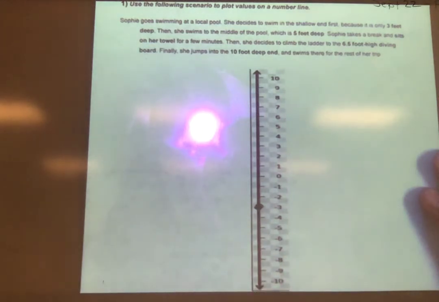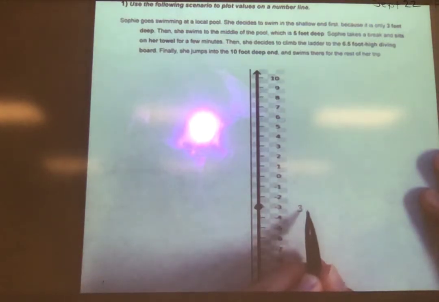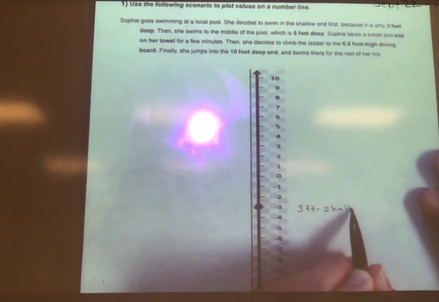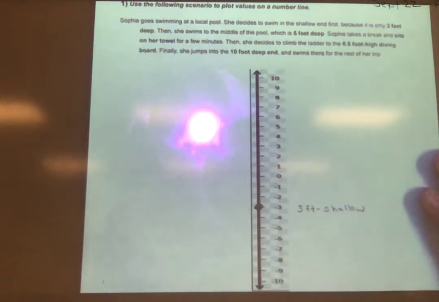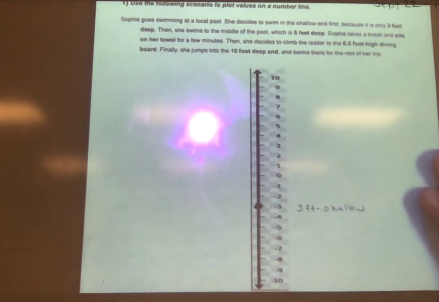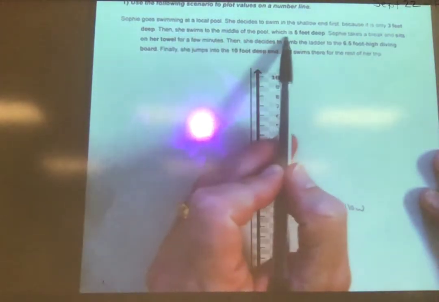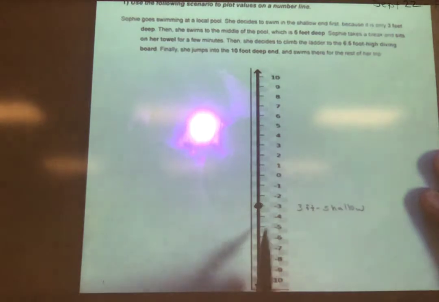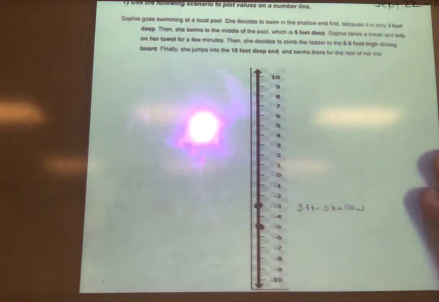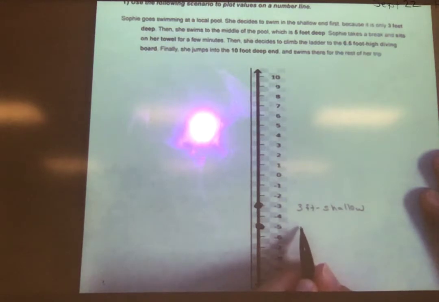It doesn't say to label it, but I'm going to go ahead and label it that she's in the 3 foot now here, which is the shallow end, but she's below the water, so we're on the negative side of that number line. Then it says she swims to the middle of the pool, which is 5 feet deep. So we're going deeper. Okay, and now she's at a -5 below the ground level. Now she's in the 5 foot, in the middle of the pool.